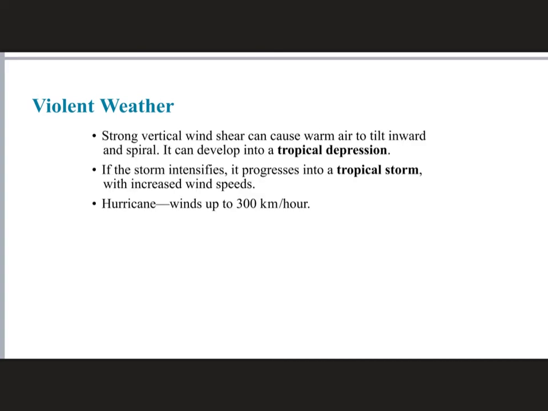So this happens in stages, where you can have strong vertical wind shear, which can cause warm air to tilt inward and create sort of a spiraling effect. And that is the first stage, where you create what's called a tropical depression. And as that storm intensifies, it becomes what's called a tropical storm with increasing wind speeds. And eventually, if it gets strong enough, it becomes a hurricane. And hurricanes can have wind speeds up to 300 kilometers an hour, which is crazy fast for wind.